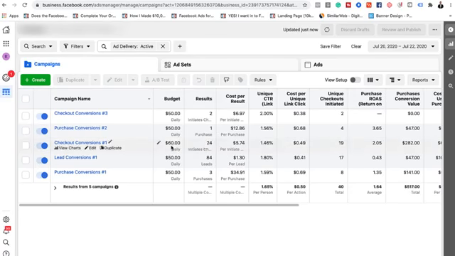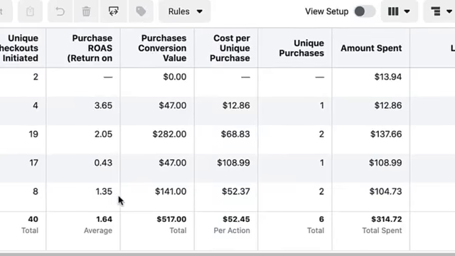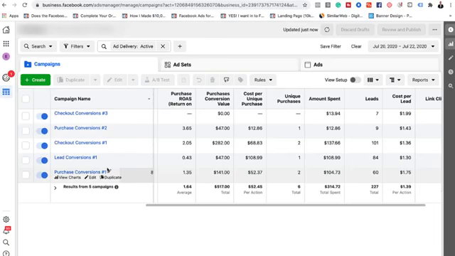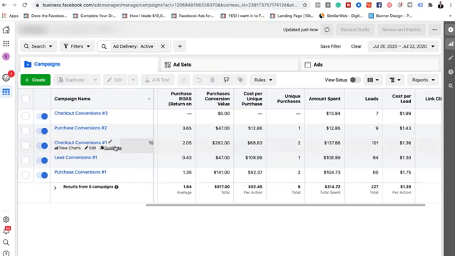So I increased the budget by 20%. If we look here, I'm within KPIs here, so 2 purchases, and we're at $52.37. So my ideal cost per purchase is $60. So this purchase conversion was within KPI, and the checkout conversion is a little bit above KPI, but when I actually duplicated it, it was within KPI. It was at like $58 cost per purchase.